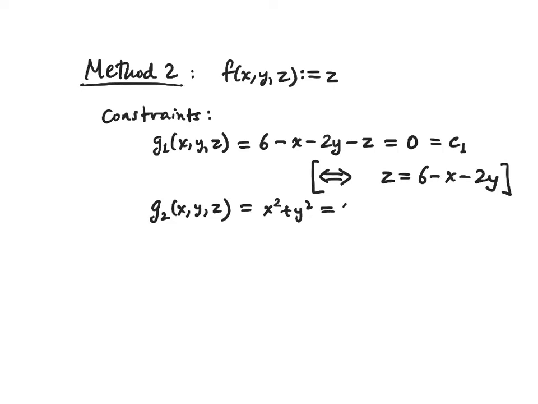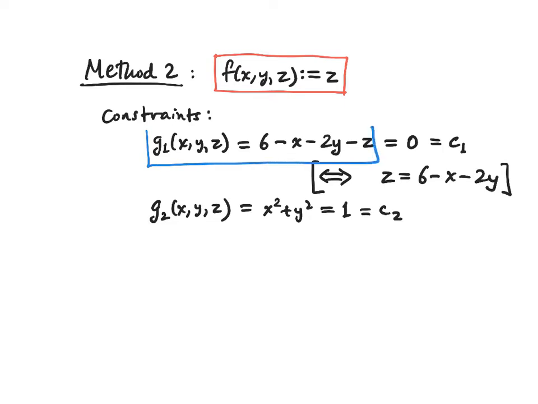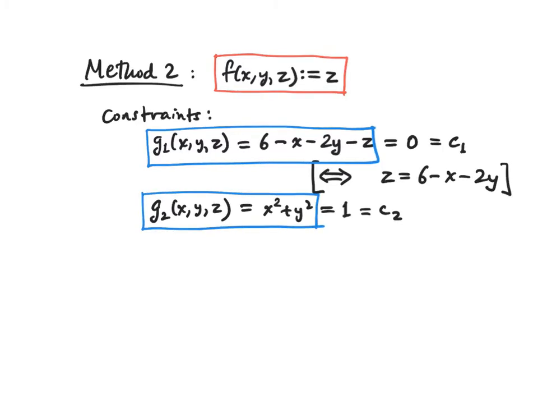Okay, and that's going to be set equal to 1, which would be the constant c2. So you see that now we have one objective function. Always we have one scalar valued objective function, but now we have two constraint functions. And they're functions of 3 variables. Even g2 is a function of 3 variables. It just so happens to be constant with respect to one of the 3 variables, z. But you can still regard it as a function of 3 variables.